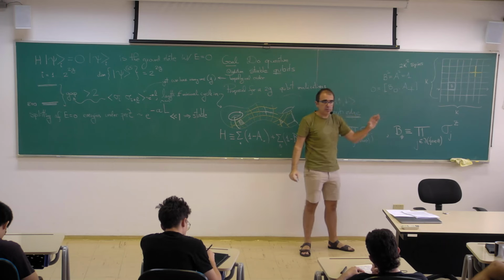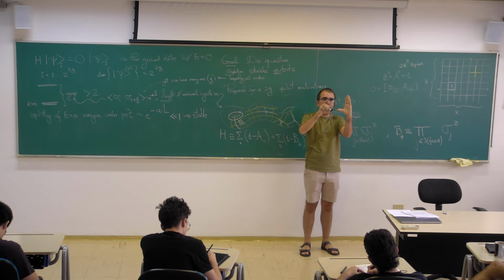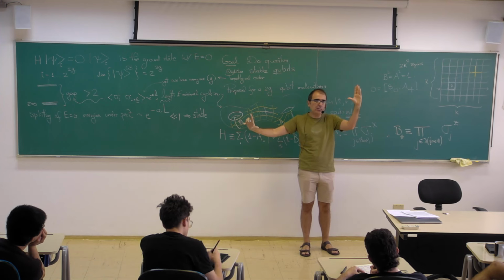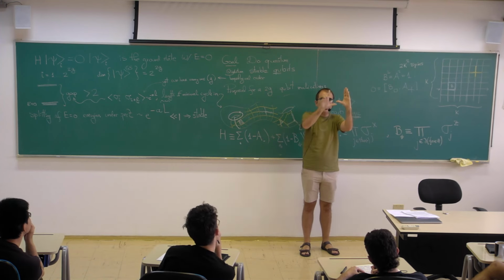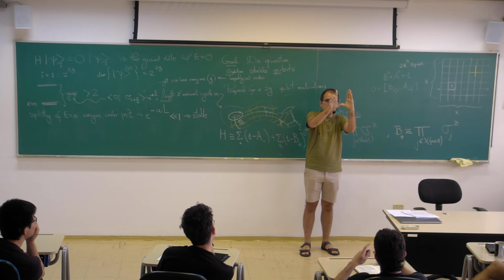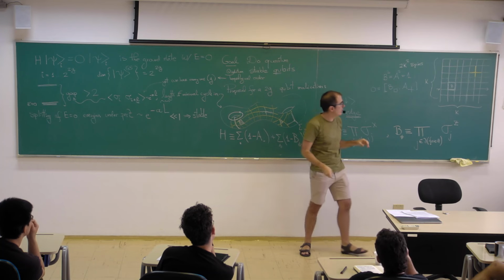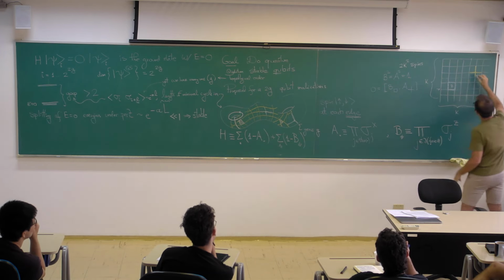Why? Because suppose I'm measuring the parity of a given square. If I act with A before measuring, it doesn't matter, because either A is far away, and then it doesn't matter, or if A is nearby, A can flip two of the sides. But if you flip two of the sides, the parity is the same.